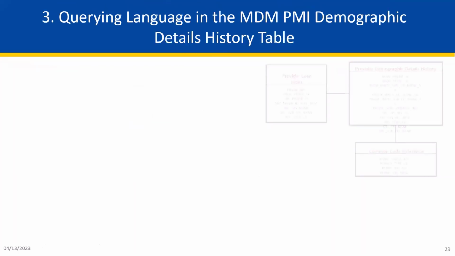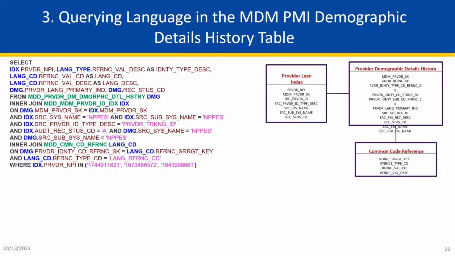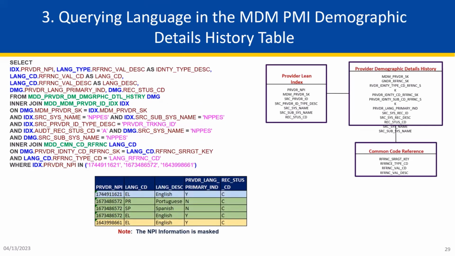Moving on to our third use case, similar to the one you have seen earlier. This use case covers how to retrieve the provider language information based on NPI. Nothing has changed from the previous query, just the tables and everything remain the same except the criteria of the common code reference type code. Earlier it was gender, now it is language reference code. For the language, there is also an attribute called provider language primary indicator that specifies if it's a primary or a secondary language for the provider.